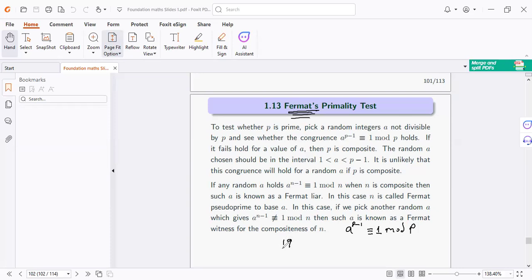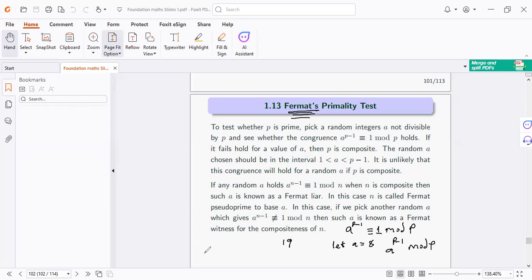I pick another number less than 19, let me say I pick 7. Let me take A to be 8, any number less than 19. Then take this A, raise it to P minus 1, and do it mod P. See what you get.